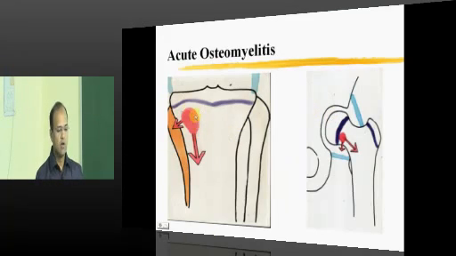Now this happens once there is a focus in the metaphysis, the subperiosteal abscess, and if such a metaphyseal zone happens to be an intracapsular lesion, once it is trying to break out, what happens? This pus goes into the joint. That is called as septic arthritis. Simple. So a metaphyseal osteomyelitis can lead to septic arthritis at certain sites where the metaphysis is intra-articular.